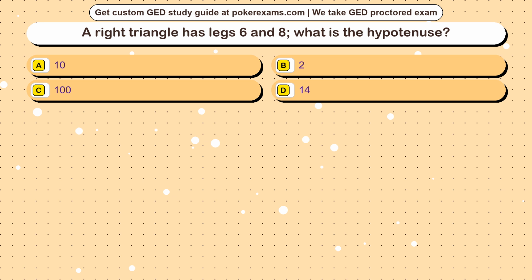Question 20. A right triangle has legs 6 and 8. What is the hypotenuse? Option A, 10. Option B, 2. Option C, 100. Option D, 14.